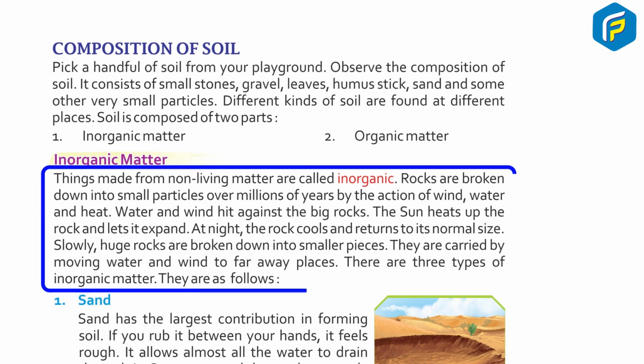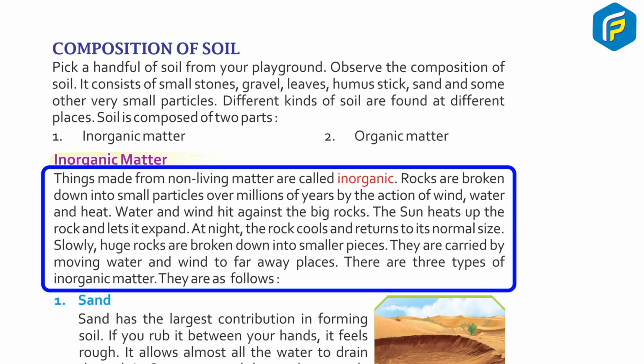Inorganic matter: things made from non-living matter are called inorganic. Rocks are broken down into small particles over millions of years by the action of wind. Water and wind hit against the big rocks. The sun heats up the rock and lets it expand. At night, the rock cools and returns to its normal size. Slowly, huge rocks are broken down into smaller pieces. They are carried by moving water and wind to faraway places.